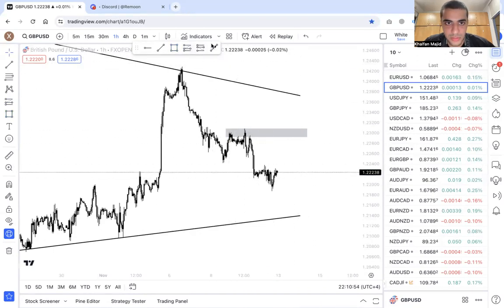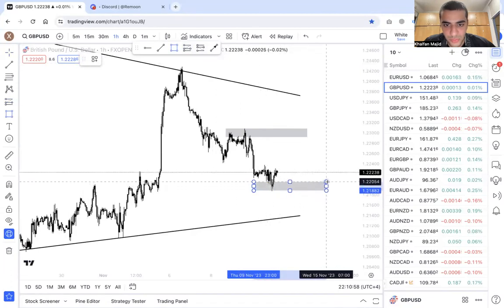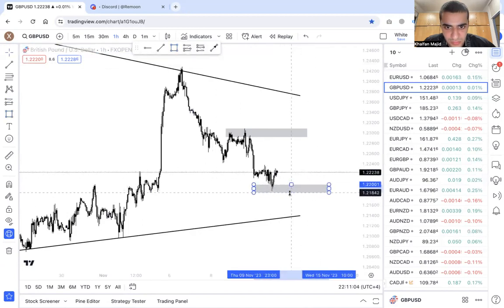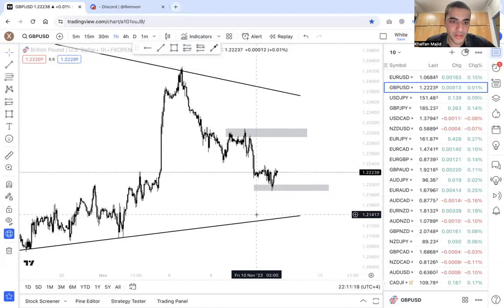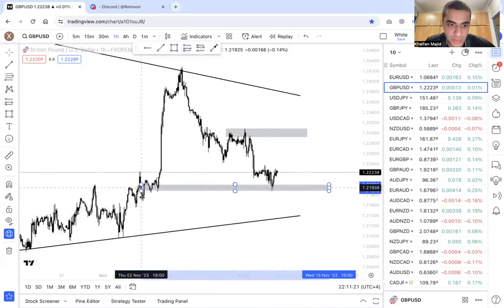Okay, this is a zone. This could be a zone. But if price goes all the way up, breaks, then goes all the way down, then yes, this zone will be better. The higher the bounce, the bigger the bounce, the better the zone. That's just a rule of thumb.